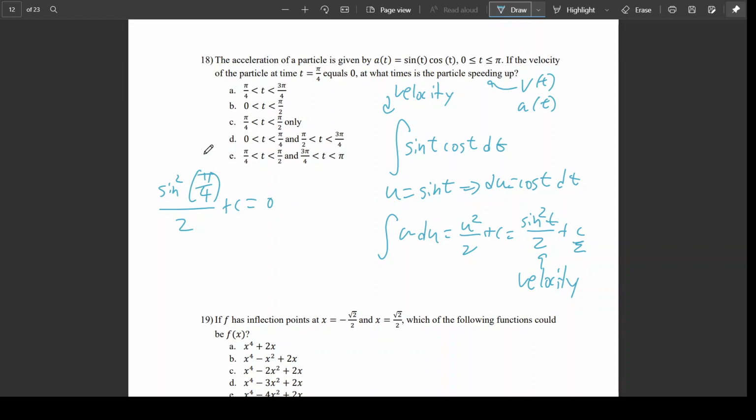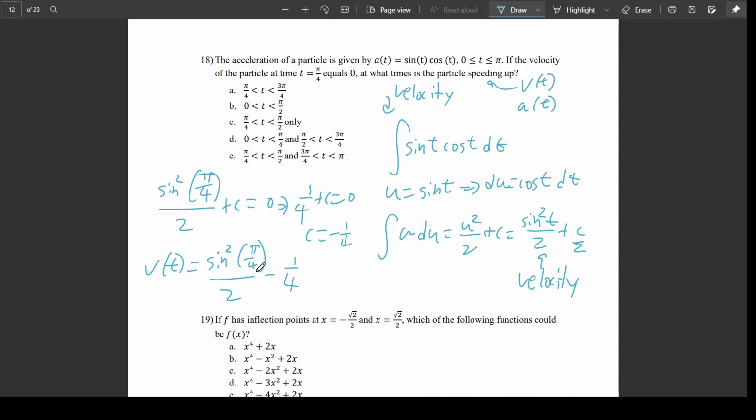Sine of pi over 4 is 1 over root 2. So sine squared of pi over 4 is 1/2. So 1/2 divided by 2 is 1/4, right? So this whole thing is 1/4 plus c equals 0. So c equals negative 1/4. Okay? So we can plug that in here, and I'll get that my velocity equals sine squared of t over 2 minus 1/4.